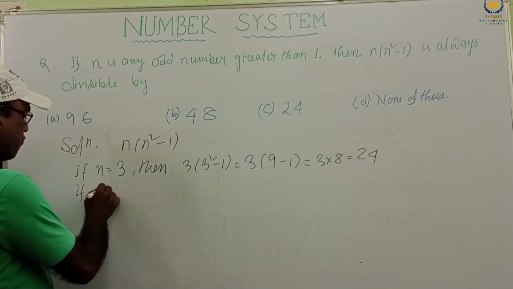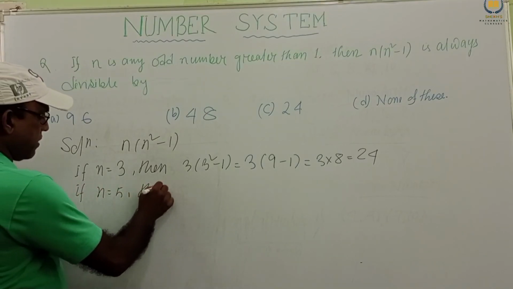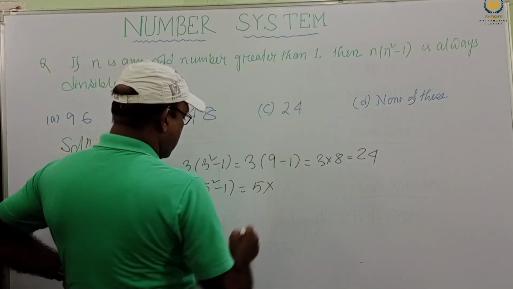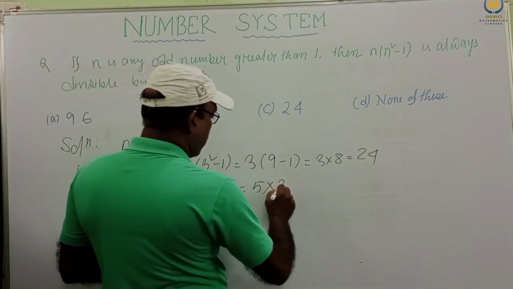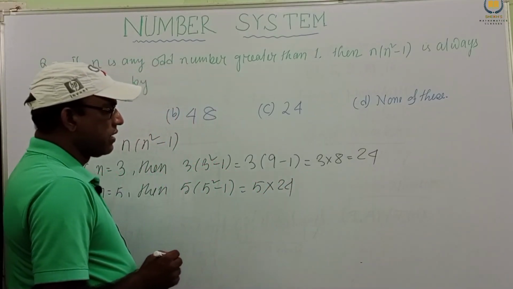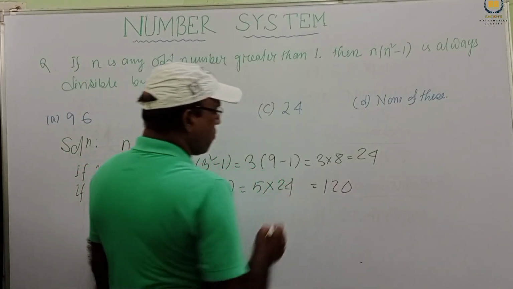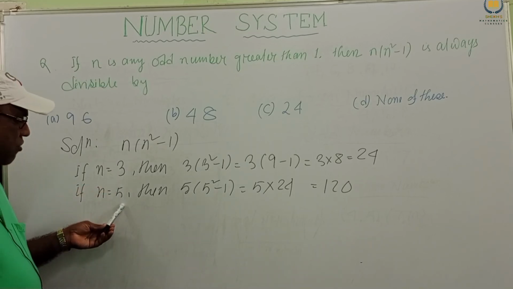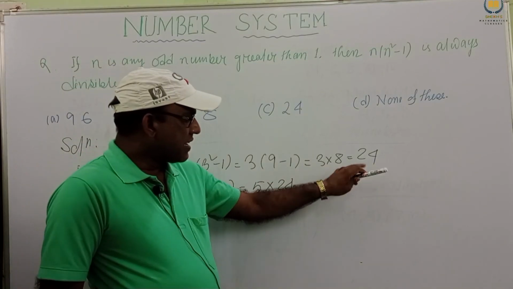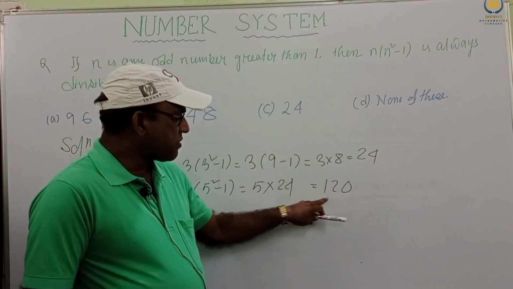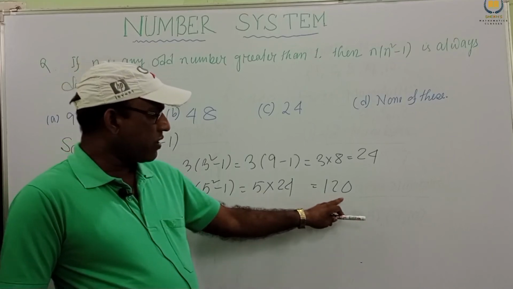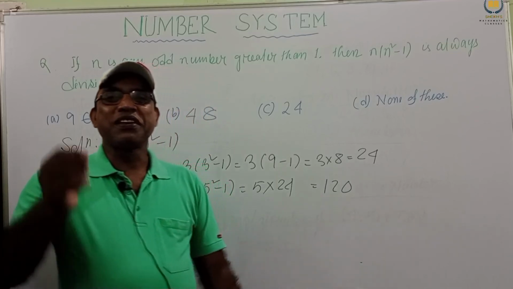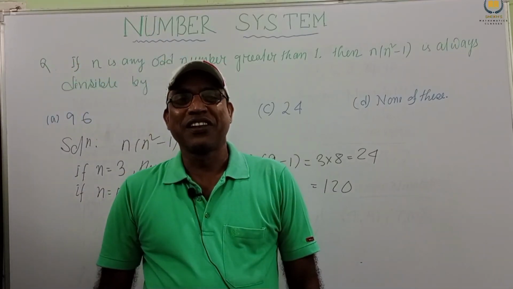If n equals 5, then 5 into 5 square minus 1, 5 into 25 minus 1, 5 into 24, we get 120. That means by putting n equal to 3 and n equal to 5, we get these numbers. This is divisible by 24, and this is also divisible by 24, because 24 into 5 gives 120. So obviously this whole number is divisible by 24.